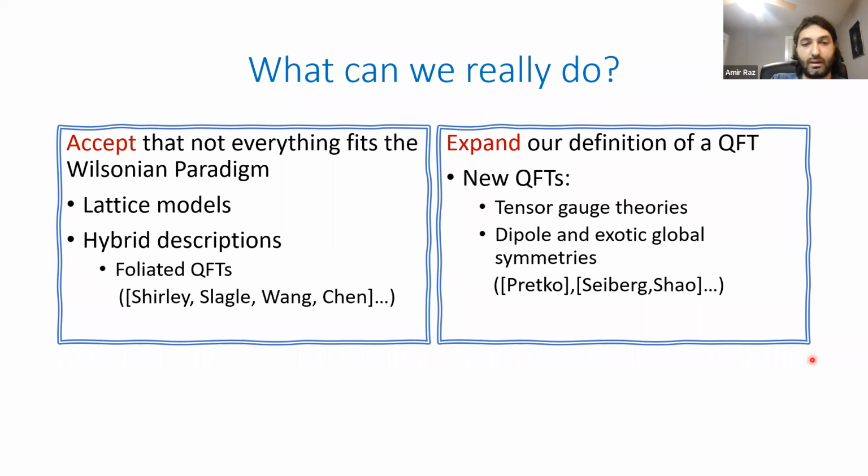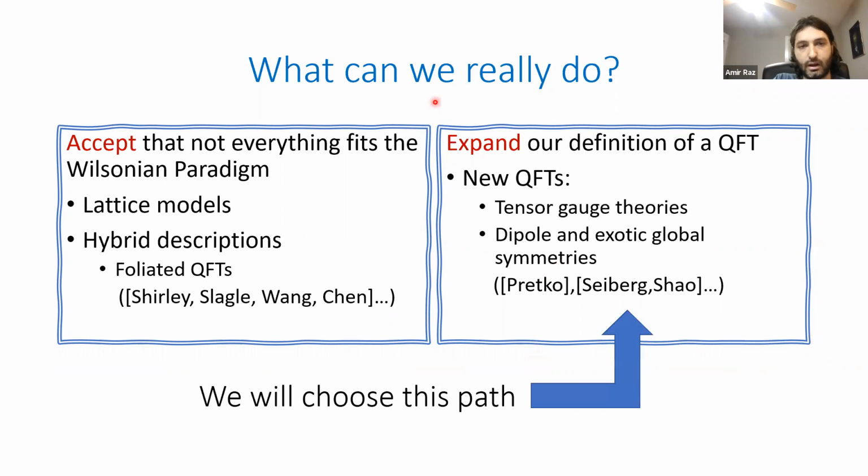But they require us to expand our idea of what fits under the Wilsonian paradigm, and that's really what I'll talk about. I'll talk about how these theories force us to expand what we think of as a quantum field theory, and how they fit into a Wilsonian paradigm, or how we can ask if they do or don't, and exactly what that means.